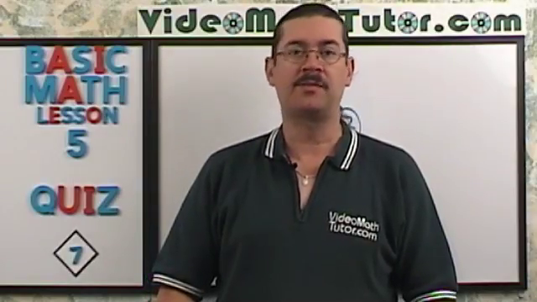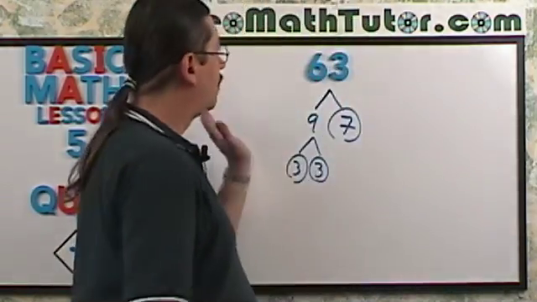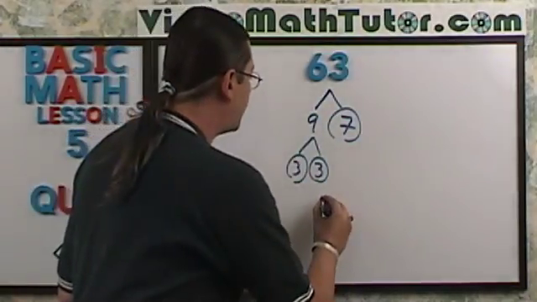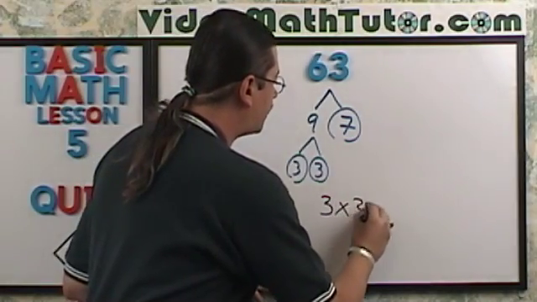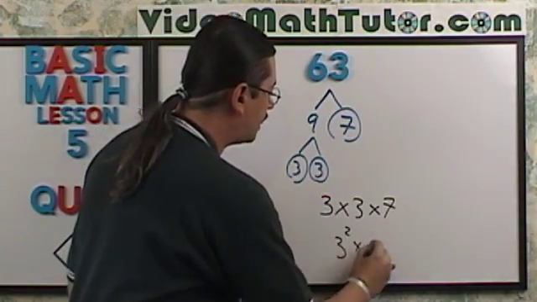For our last question, number 7, we're being asked to find the prime factorization of some numbers. For 63, we can break it down like this. So our final answer is just going to be 3 times 3 times 7. Again, you can also just write it as 3 squared times 7. It doesn't matter.